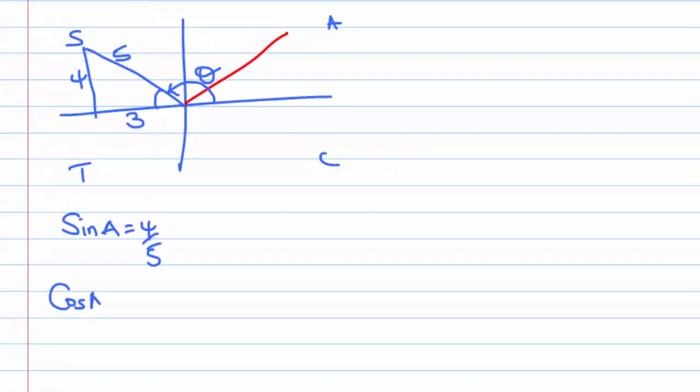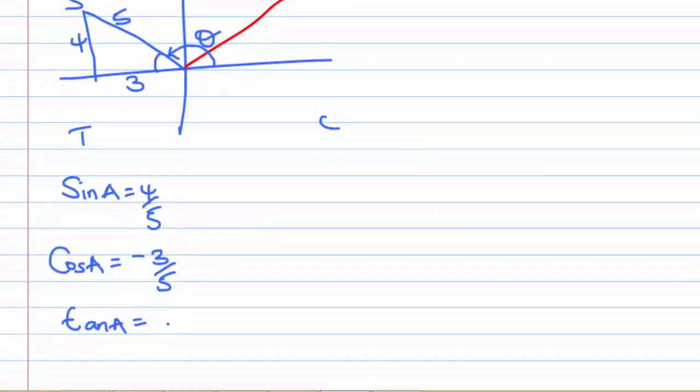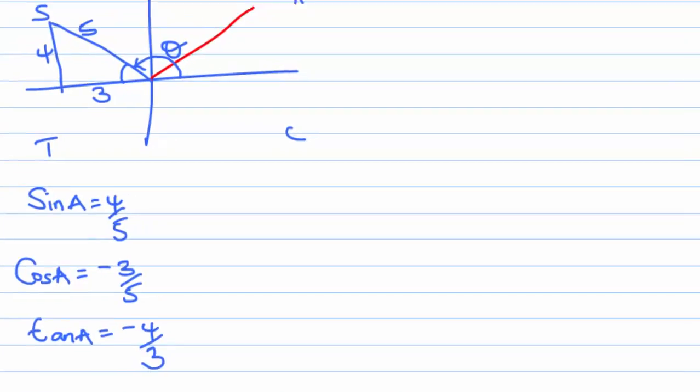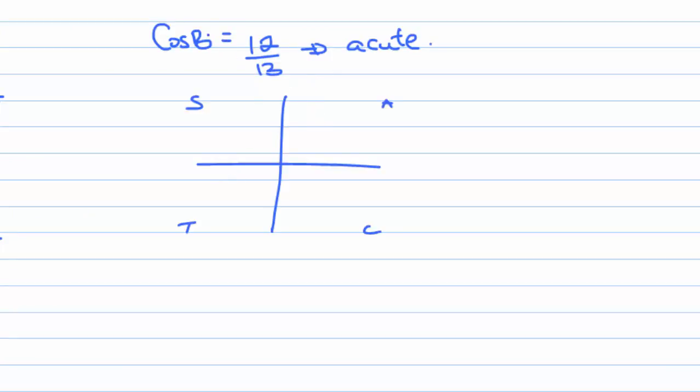So using Pythagoras theorem, we can obtain our adjacent there, and therefore the cos of A will be equal to negative 3 over 5. Why? Because in the second quadrant, cos is negative and tan is also negative. So we shall move on to the next example.